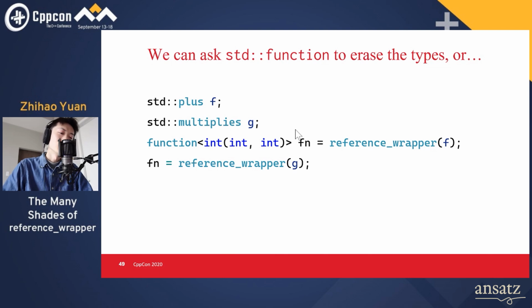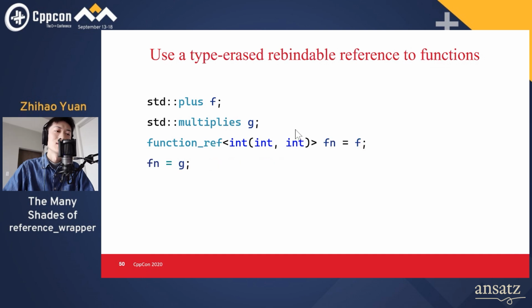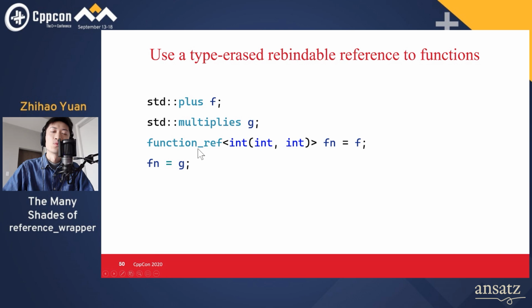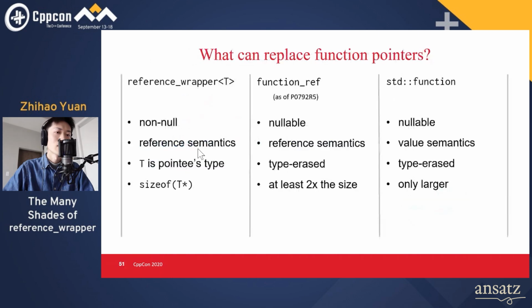But let's look back at what we're looking for here. All we need is just a rebindable reference to functions, and it should be a type erasure, right? Why don't we just provide it? A type erased rebindable reference to functions. std::function_ref. We are going to have it in C++23.